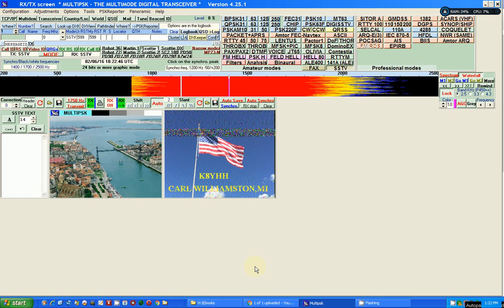This is where amateur radios can send a still picture with their radio equipment and their computer across the world. And this particular guy looks like he's in Michigan, maybe, K8YHH, and he sent out a picture of his flag, I guess, in his front yard or something.